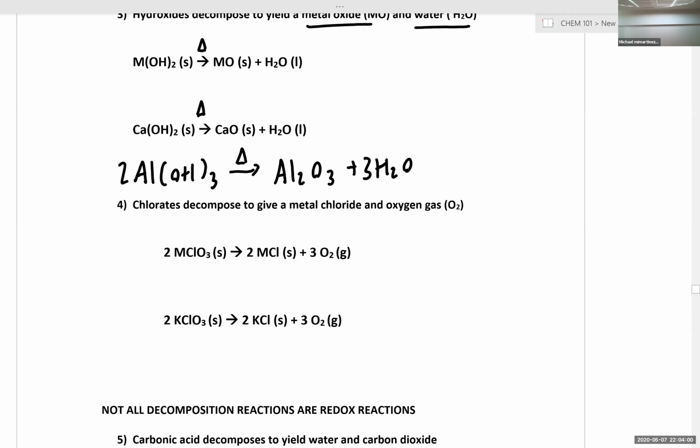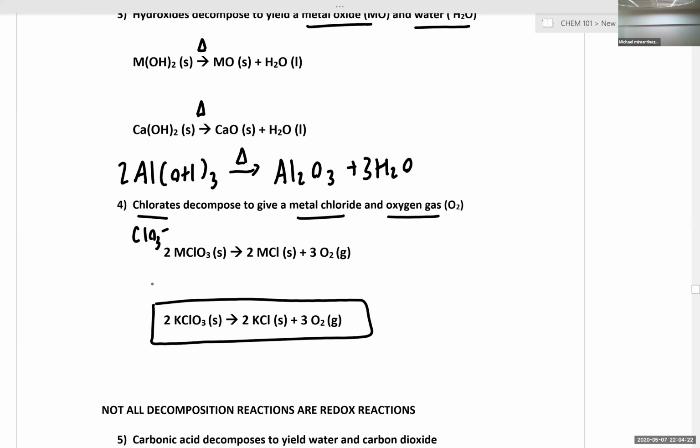Another decomposition reaction that is often seen extensively in preparatory chemistry courses is the decomposition of chlorates. So chlorates, which are salts containing chlorate, which is ClO3 minus, decompose to yield a metal chloride and oxygen gas. So for example, potassium chlorate decomposes to yield potassium chloride and oxygen gas. This reaction is in fact a redox reaction.